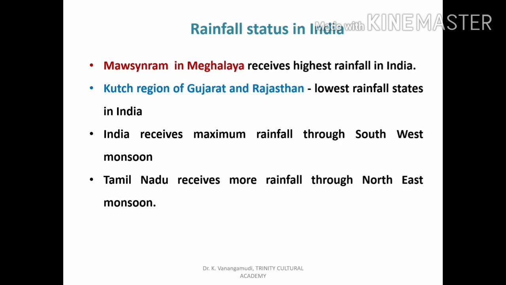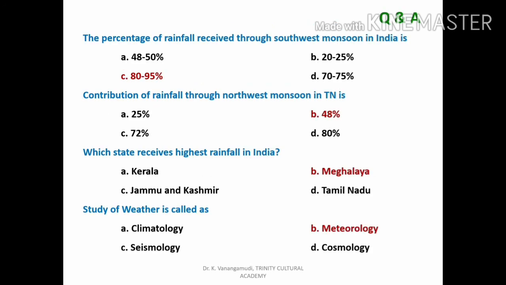Good friends, now the question and answer. The percentage of rainfall received through southwest monsoon in India is 80 to 95%. That is the correct answer. Contribution of rainfall through northeast monsoon in Tamil Nadu is 48%. That is the correct answer. The third question, which state receives the highest rainfall in India? Meghalaya is the correct answer. Study of weather is called meteorology.